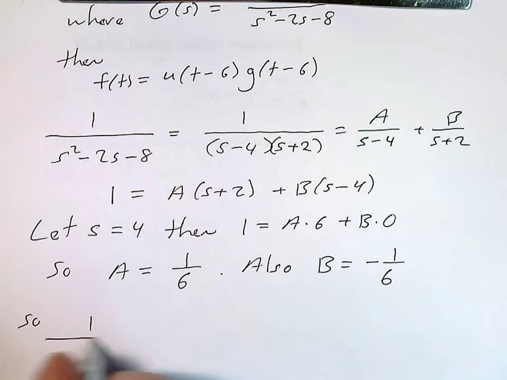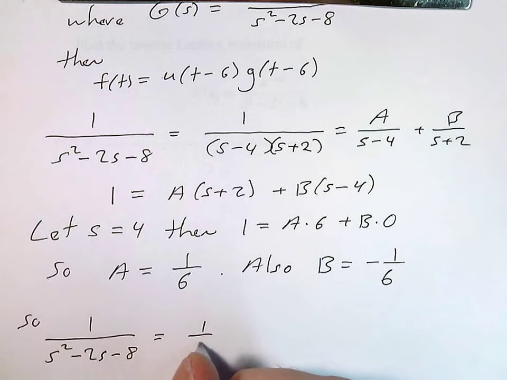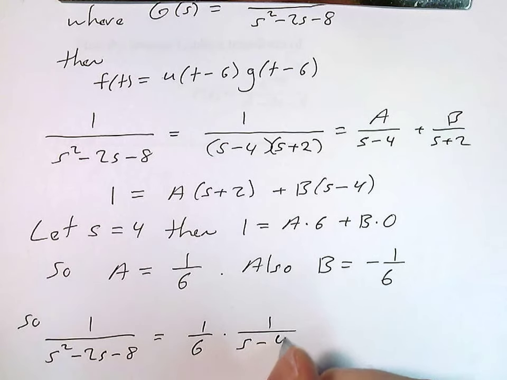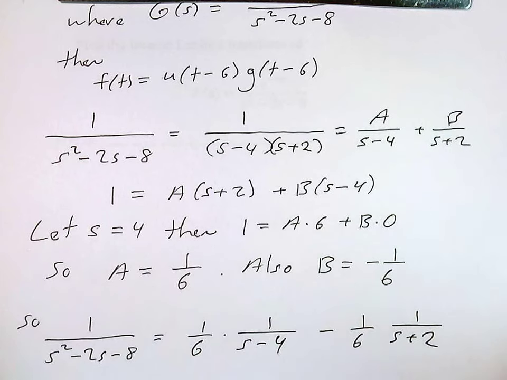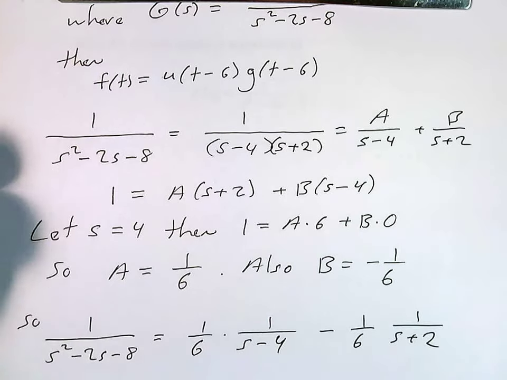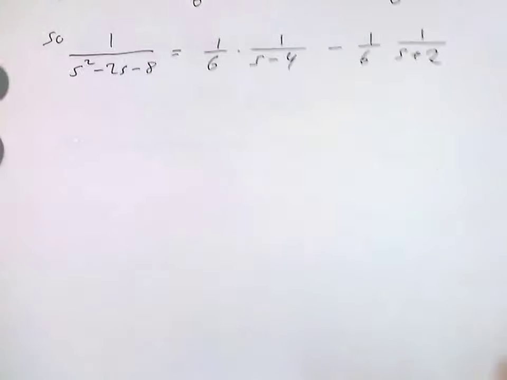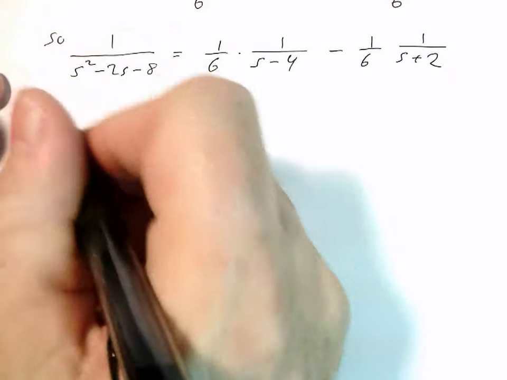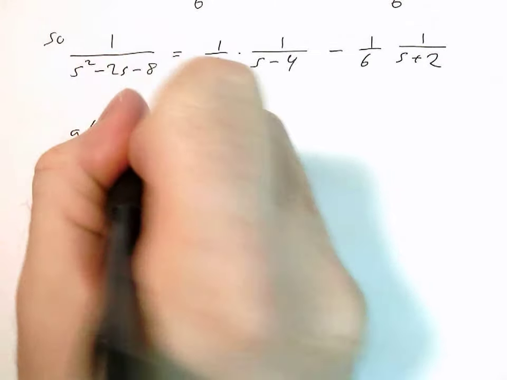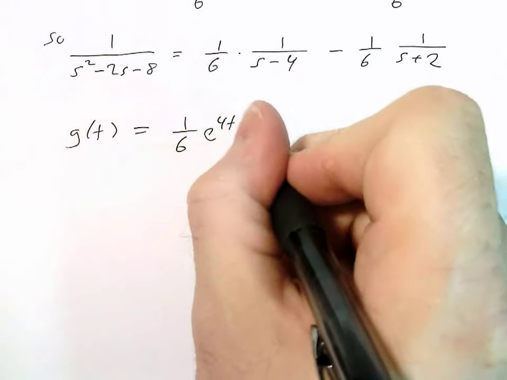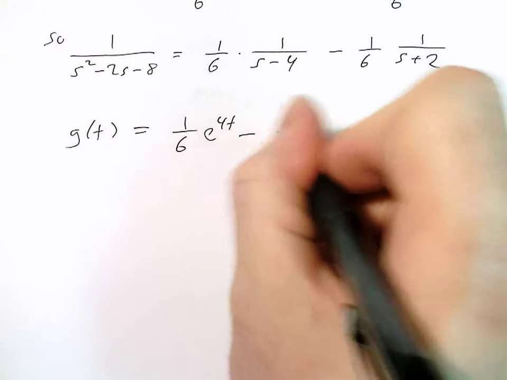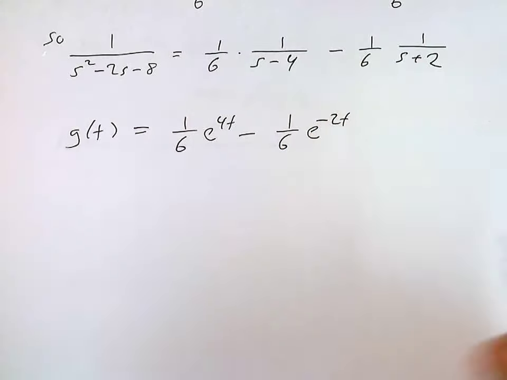So our 1 over s squared minus 2s minus 8 is 1/6 times 1 over (s minus 4) minus 1/6 times 1 over (s plus 2) here, right? Okay, so this is easy to take the inverse transform of. I'm going to have my little g(t) here is going to be 1/6 e^(4t) minus 1/6 e^(-2t).